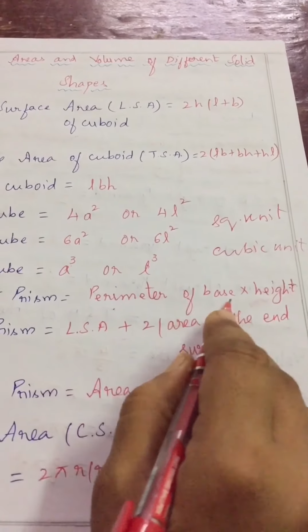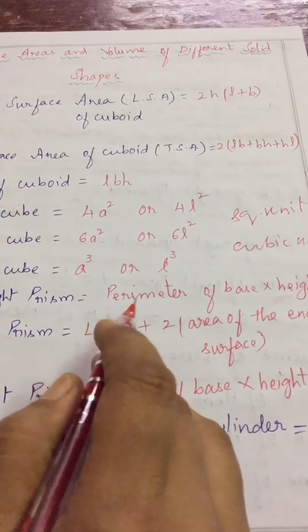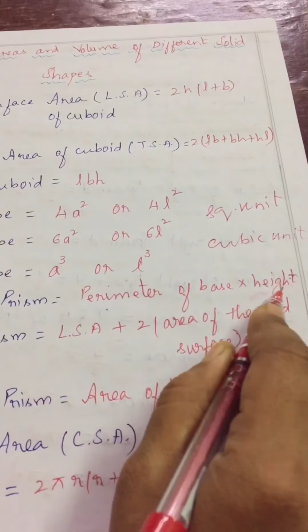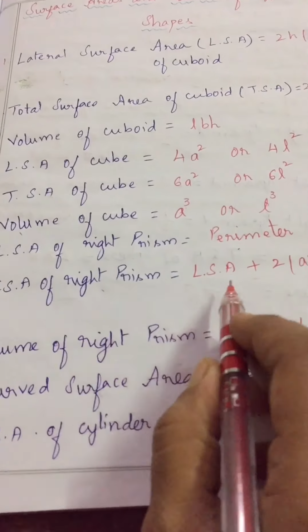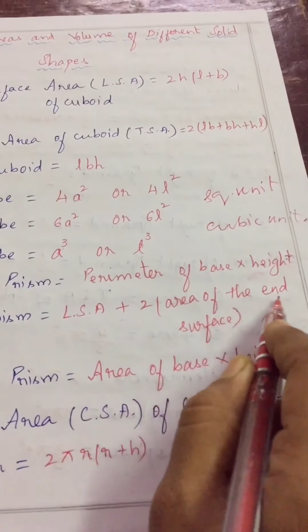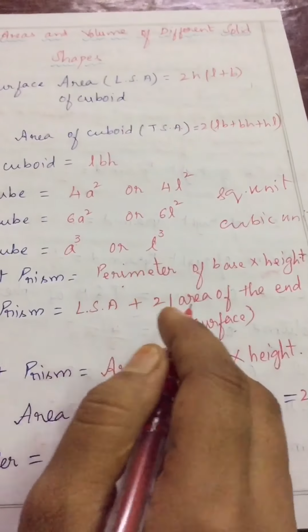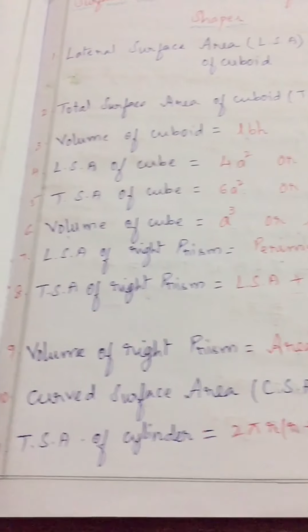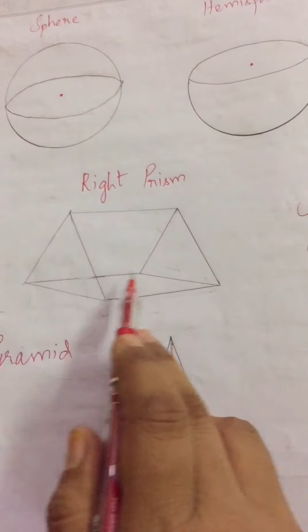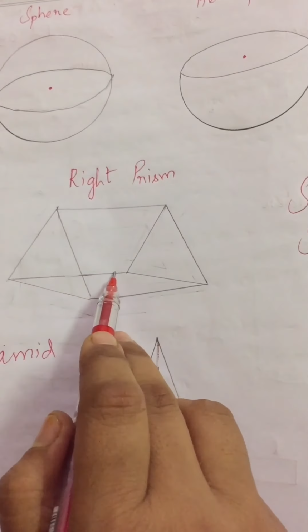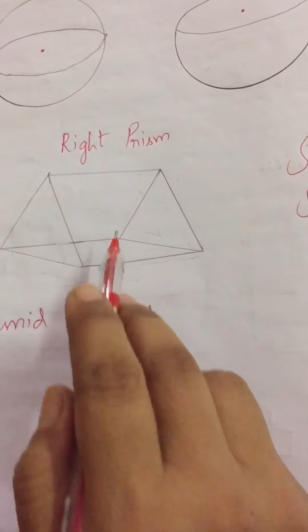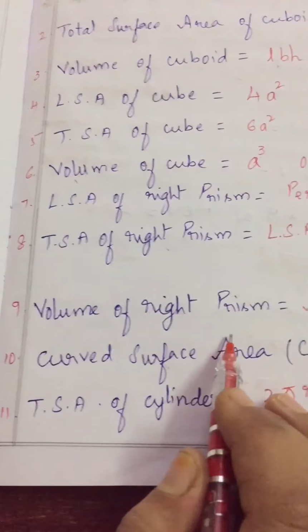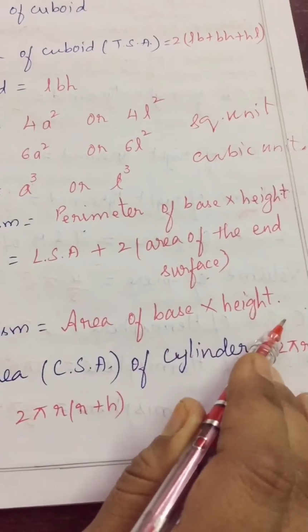That is perimeter of base into height. We are taking base perimeter, then we will multiply with that height. The total surface area of right prism is LSA plus 2 into area of the end two surfaces. In a prism, two end surfaces are in triangular shape, just now I told, and the remaining are rectangles. That lateral surface area we will find, then we will find the area of the two end parts. Clear, children? Now volume of right prism is area of base into height.